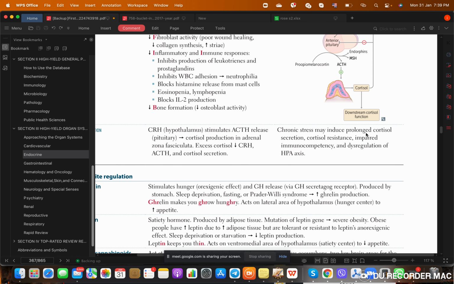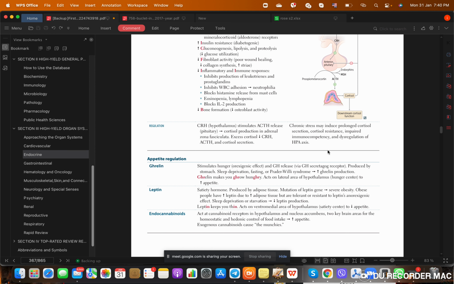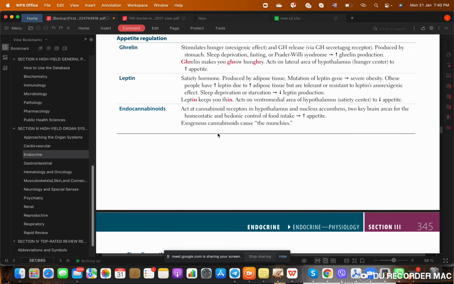Chronic stress may induce a prolonged cortisol secretion, cortisol resistance, impaired immunocompetency, and dysregulation of the hypothalamic pituitary adrenal axis. Basically, with chronic stress, medical students are more likely to get infections. Medical students are more likely to get anxiety. We know why, but they are also more likely to get infectious disease because their immune system is much more inhibited.